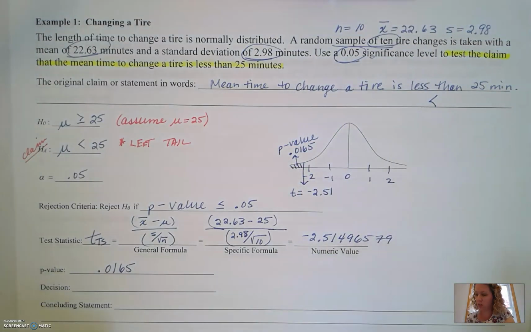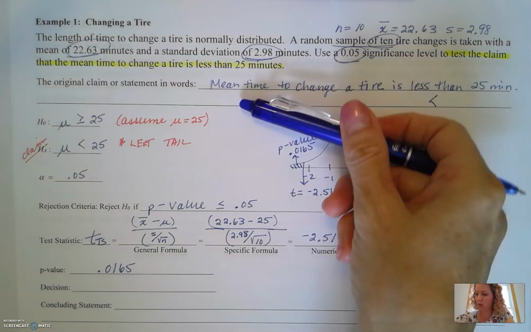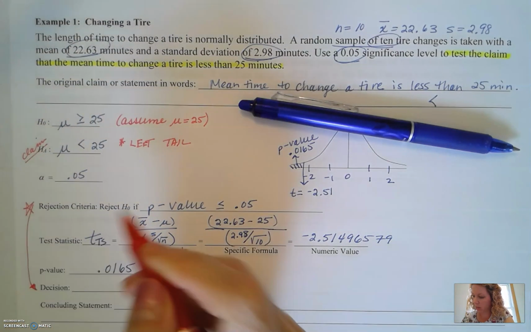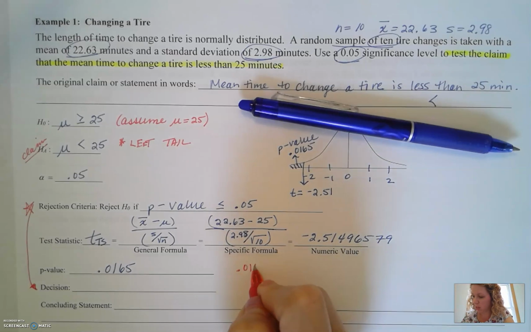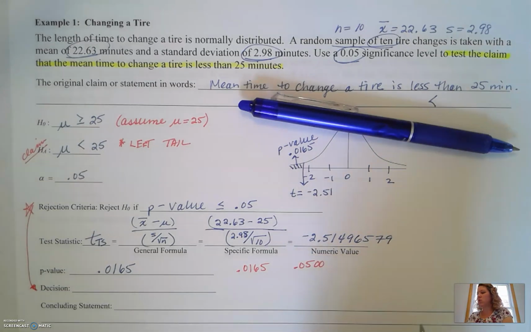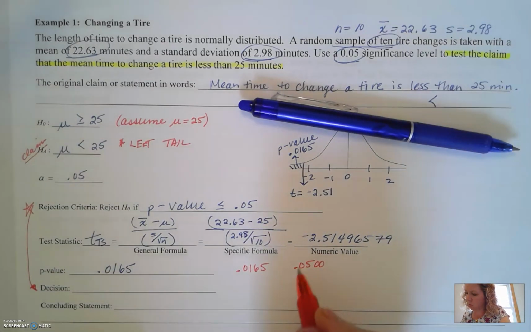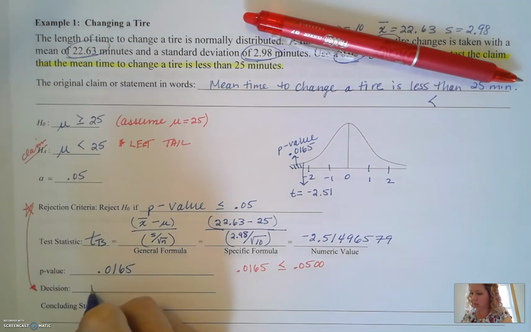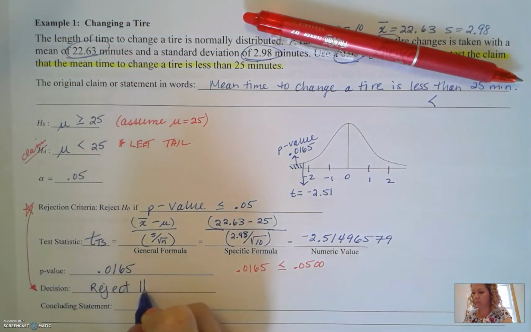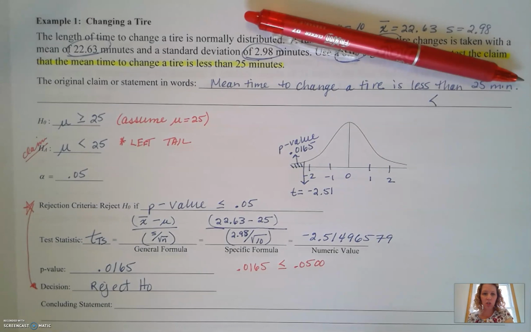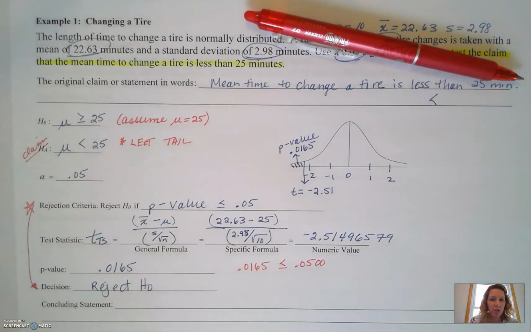Now, our decision. Remember, our decision comes from our rejection criteria. We're going to reject the null hypothesis if our p-value of 0.0165 is less than or equal to 0.05. Add a couple of zeros to 0.05, and 0.0165 is less than or equal to 0.0500, so that means my decision is we're going to reject the null hypothesis. Now, our concluding statement. We're going to have to look at our chart. Remember, there's a couple of charts we can look at. We'll look at different ones in different videos.